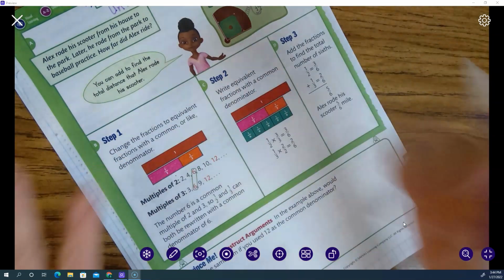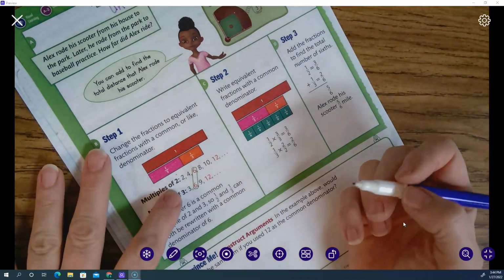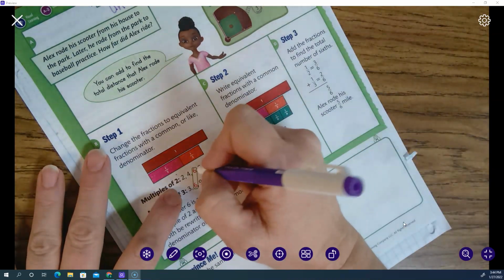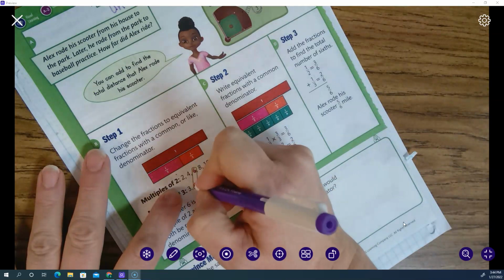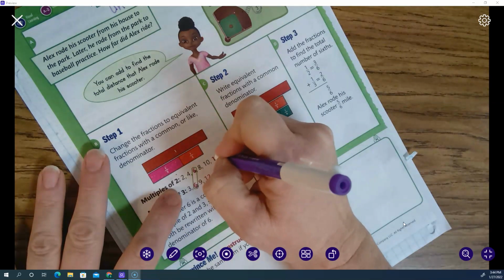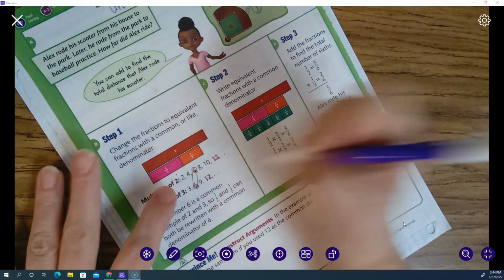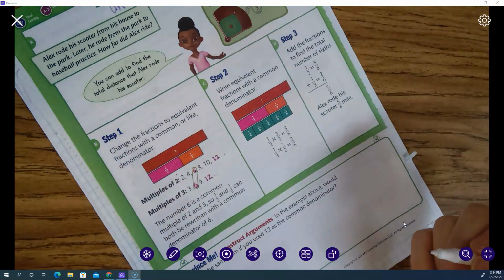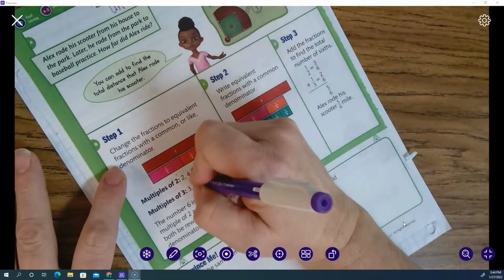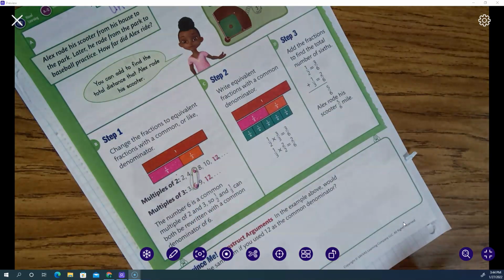So they put them in a list like this, and then they started looking. Okay, I have some numbers that are the same, and so they kind of colored them the same. Here's a 6, and here's a 6, and here's a 12, and here's a 12. And they said, okay, which one is the smallest? Well, the 6 is the smallest. So they decided to use 6 as their common denominator.